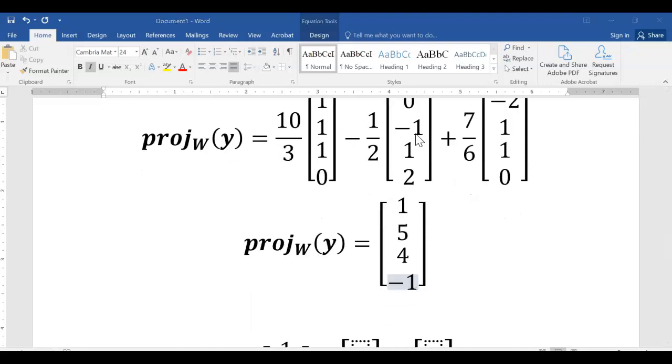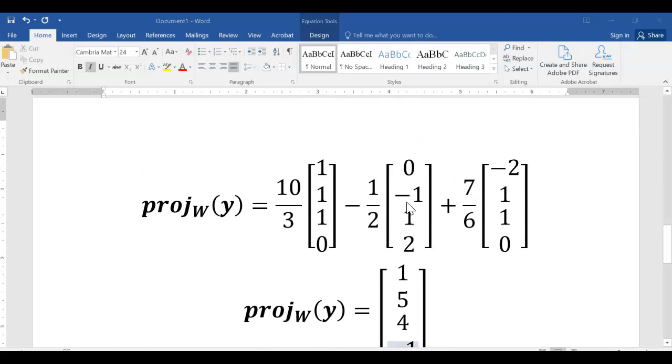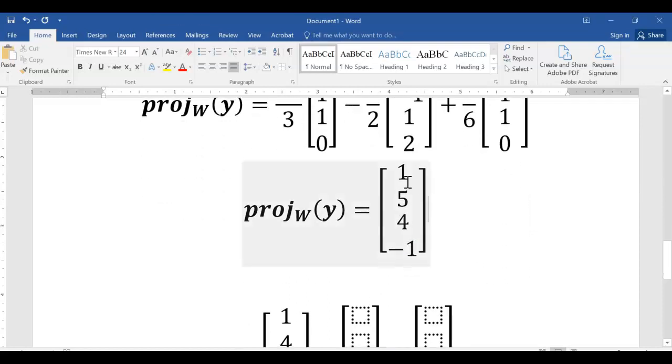Magically, you get all these awkward looking fractions in here, but they all just cancel each other out nicely, and you end up with whole numbers when you do your projection. Again, that doesn't always happen. We saw in the last example, we didn't get all whole numbers. But our projection of y onto W is a really nice vector, 1, 5, 4, -1.